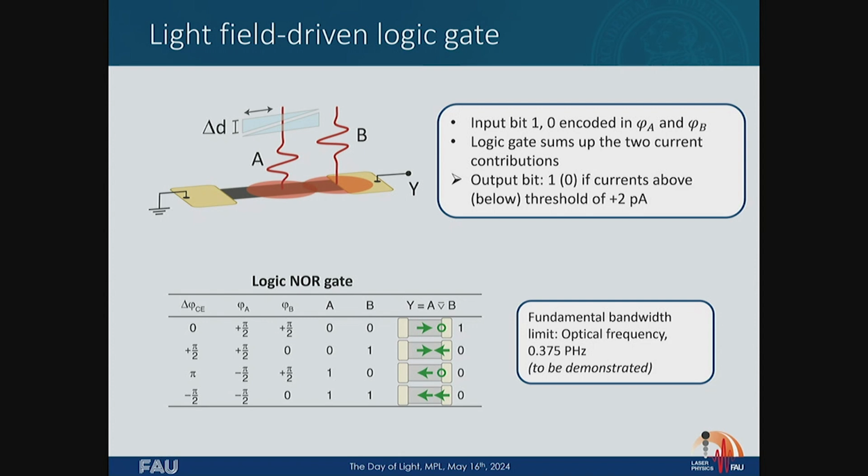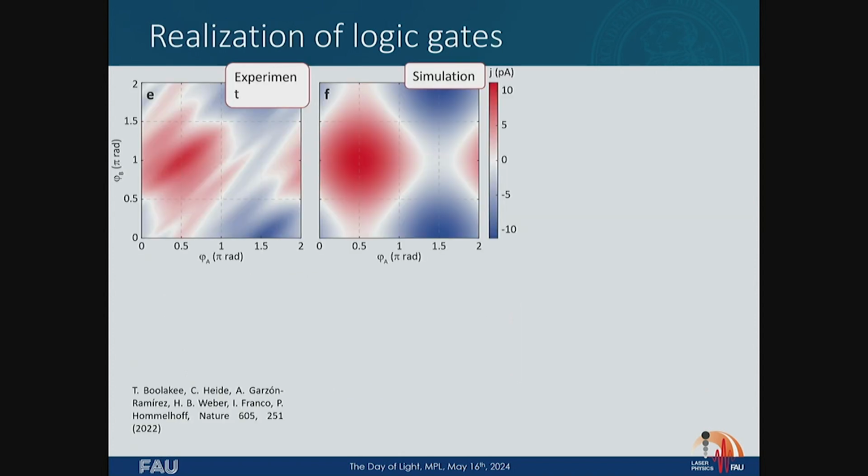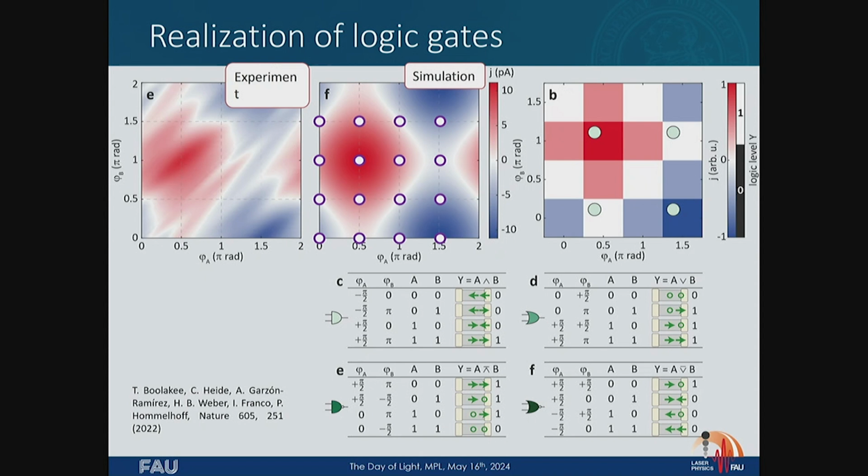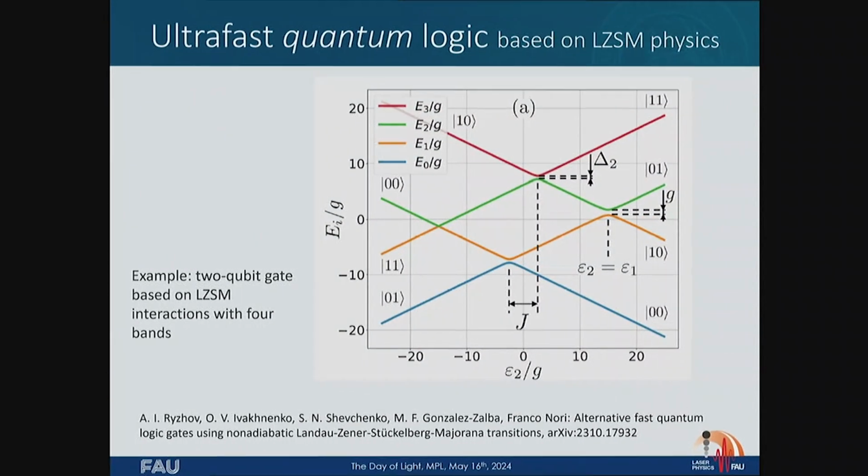When you now say, I set my output bit to 1 only when the current flows to the right, this is the logic you get. Only in this case you get logic output 1, the rest is 0. This is a logical NOR. If you want, we can look more into it. You can come up with any kind of logic element when you look at other phases, and experiment and simulation perfectly agree. We really understand what we do, and we think we can now build a logic gate with potentially petahertz bandwidth.